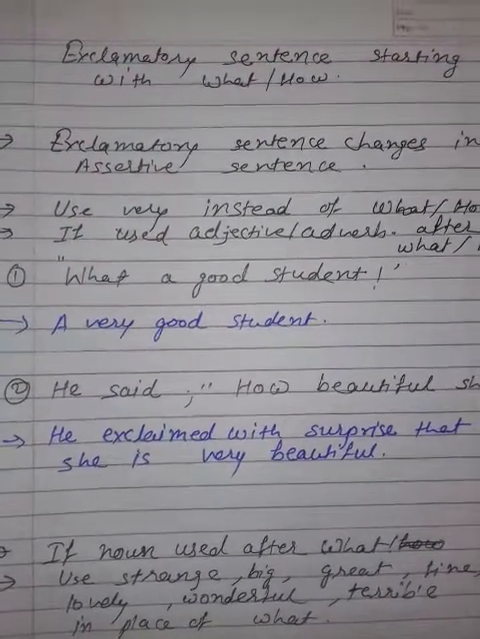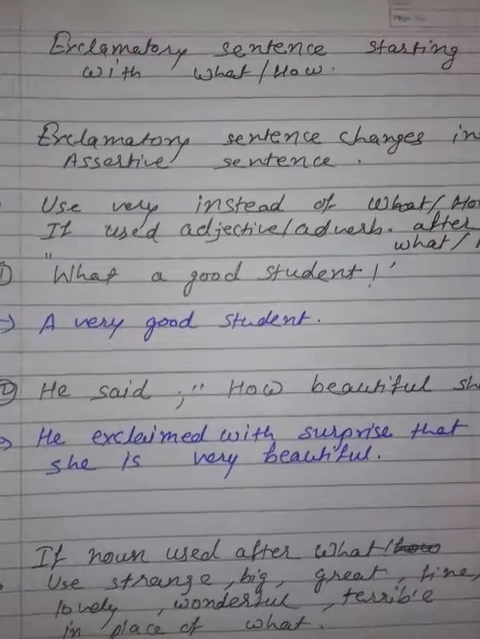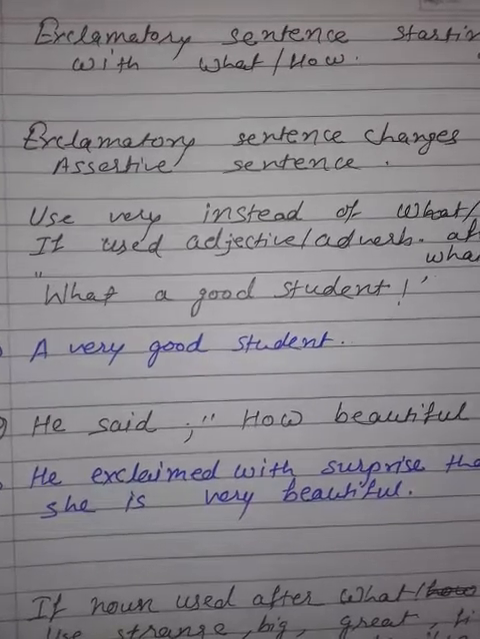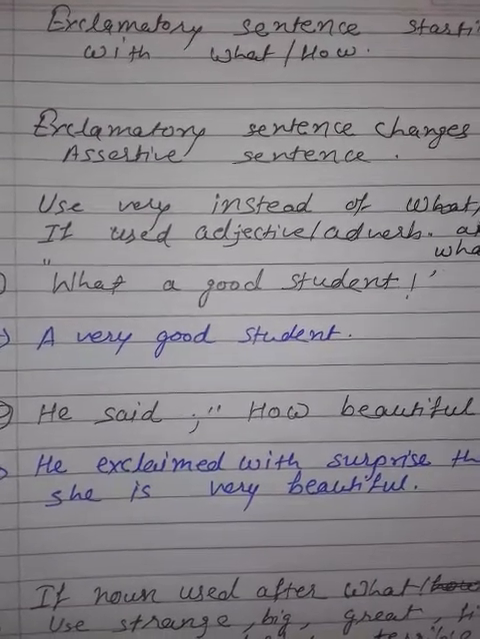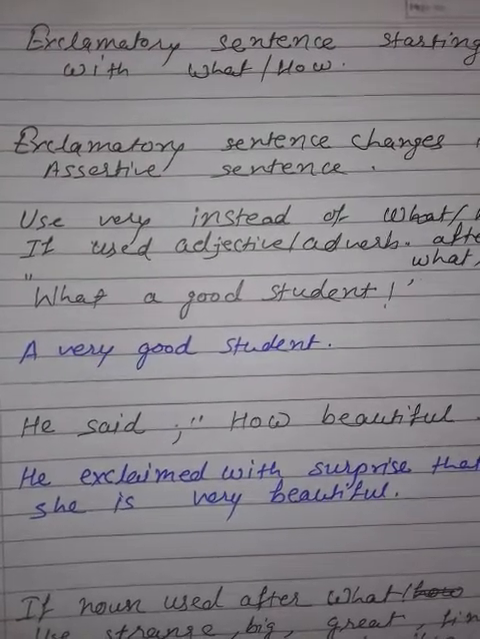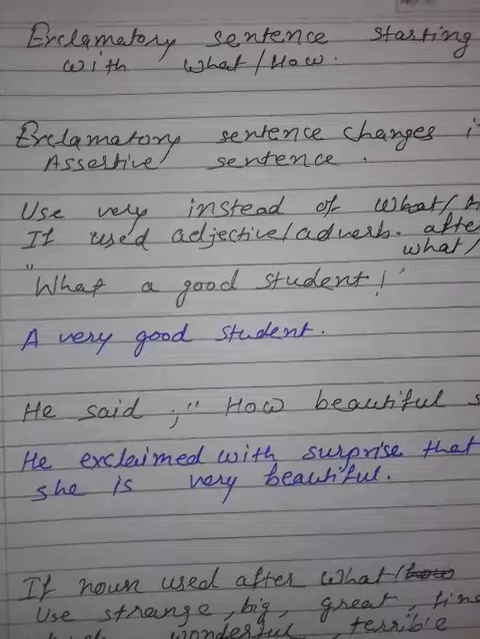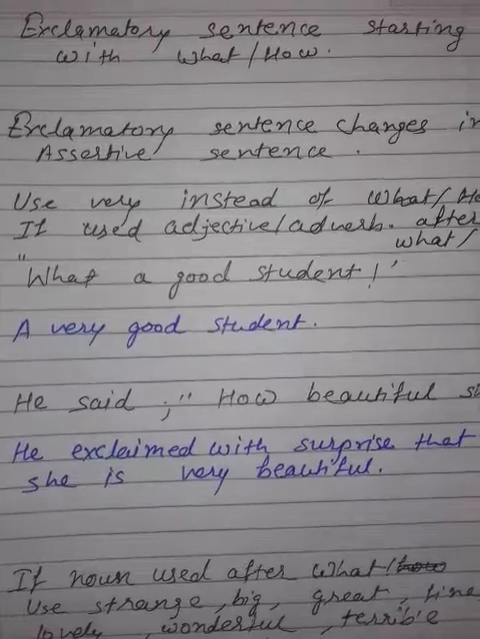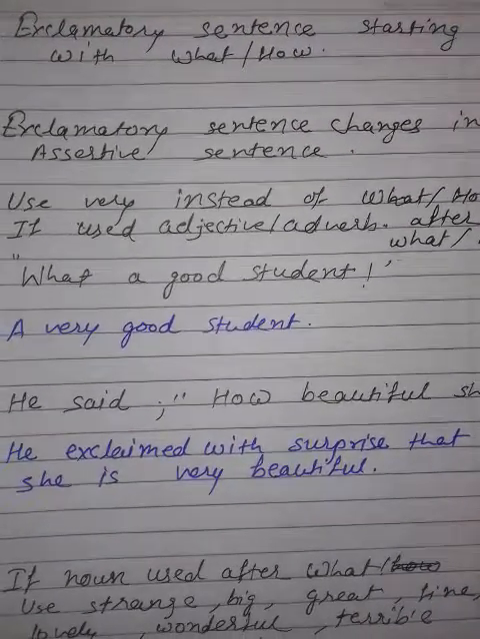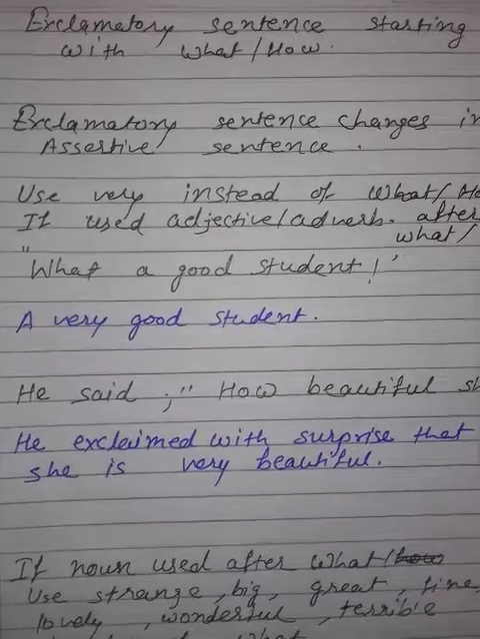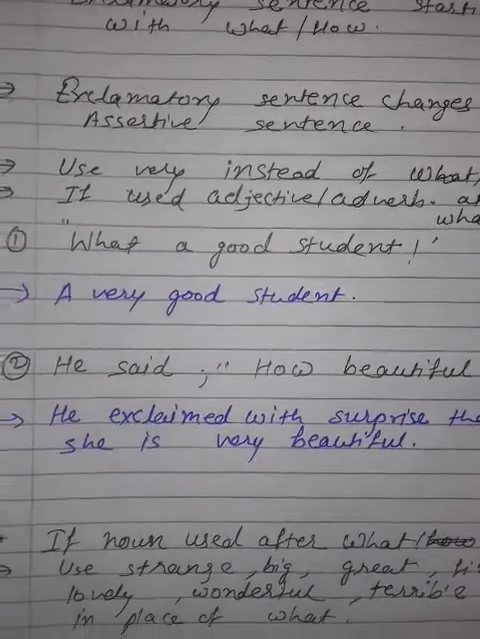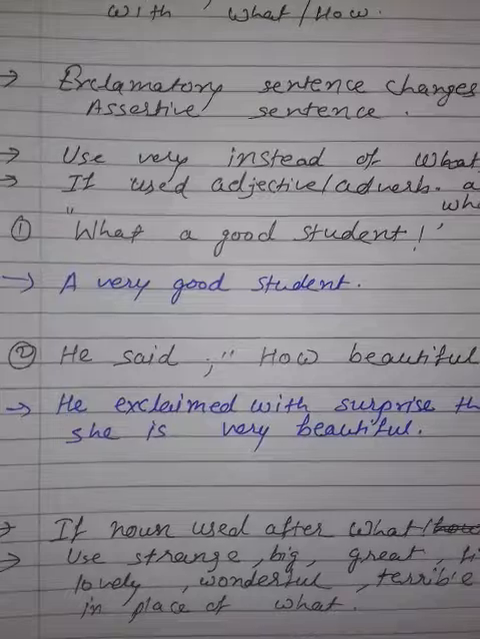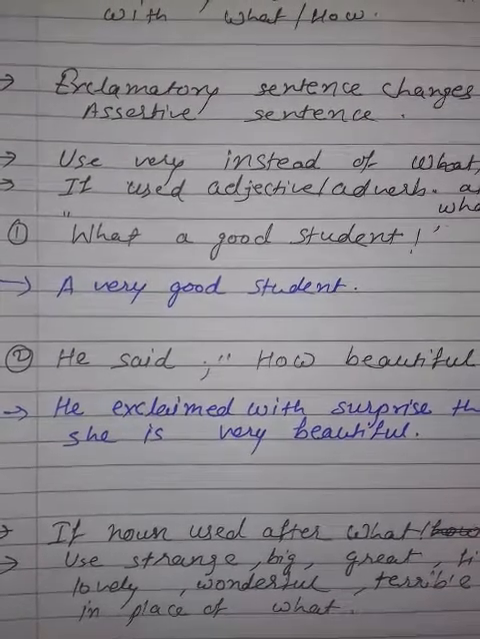Now we are going to talk about when the exclamatory sentence starts with what and how. At that time, what should we do? The exclamatory sentence changes into an assertive sentence when it starts with what and how. Use very instead of what and how. If an adjective is used after what, at that time you have to use very in the place of what and how. Like, what a good student. So what changes into very, and a very good student.